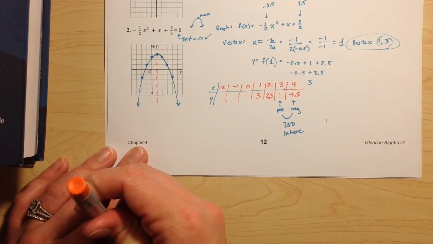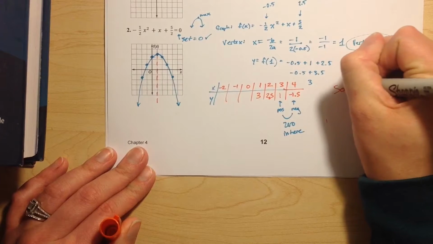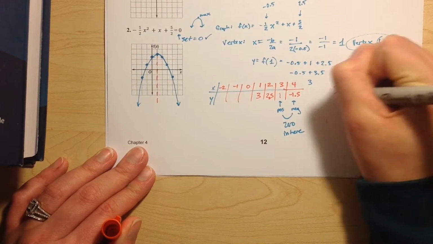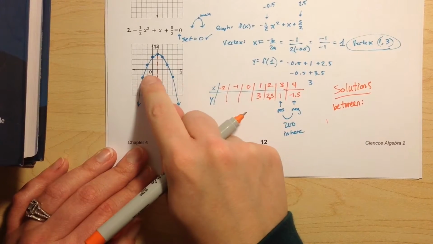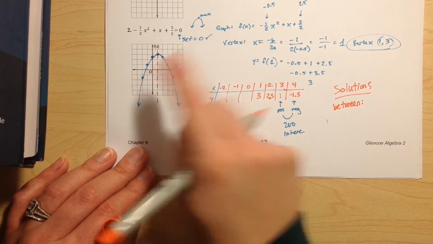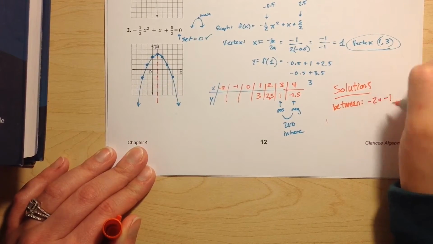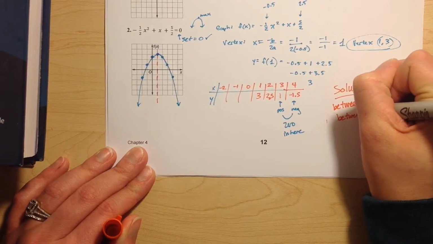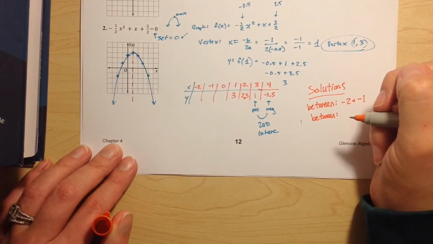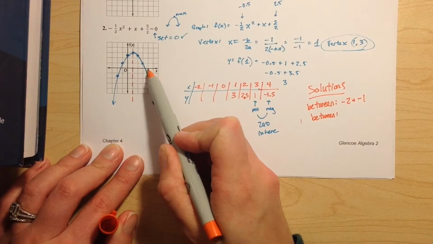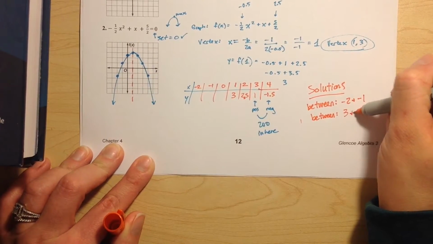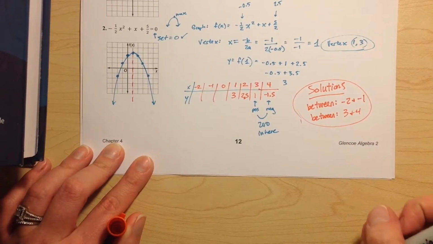So I'm going to say for my final answer, my solutions are between -2 and -1, and between 3 and 4. And that's all you have to say.